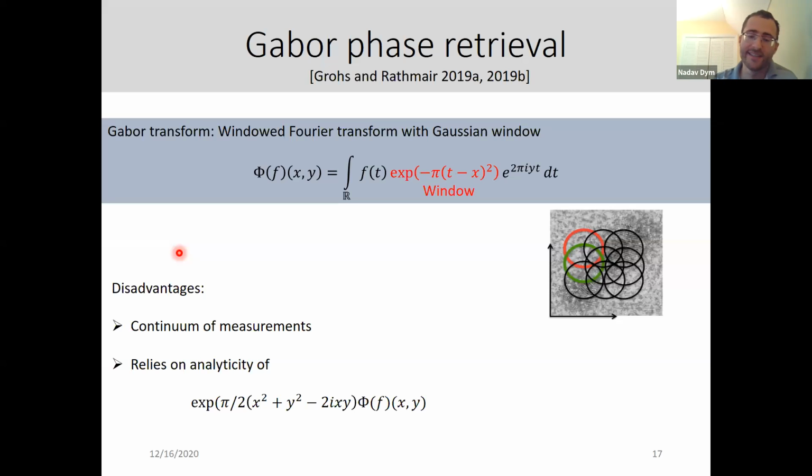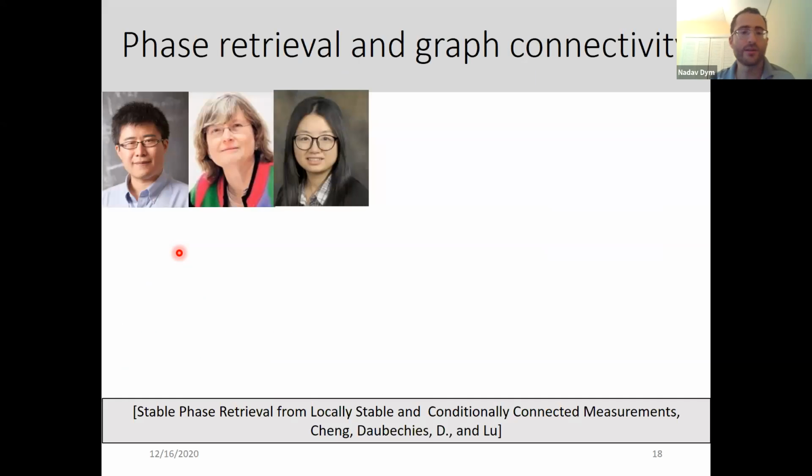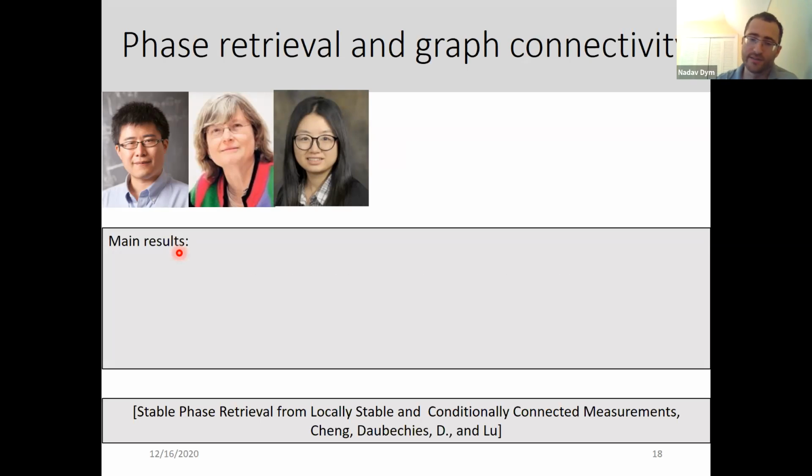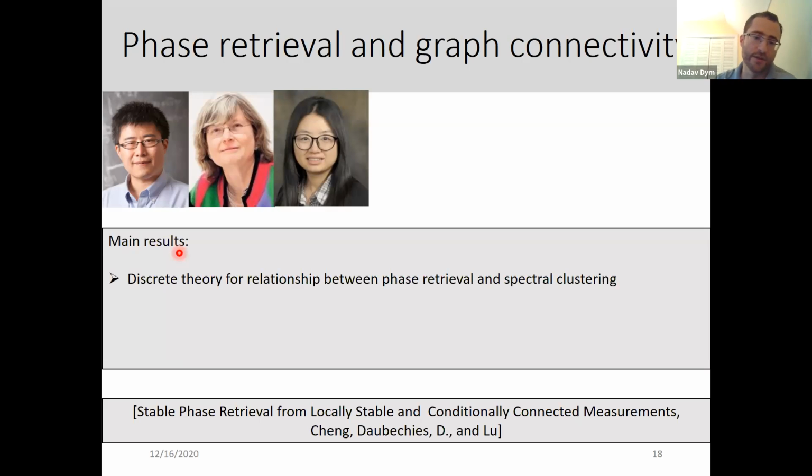So it seems like there's some more things to learn about this. And so, hence, what I want to talk about is this project we have, which we could call phase retrieval and graph connectivity, which is doing the same thing, but in the discrete world. So the same kind of result in the discrete world. The main results here are, first of all, just achieving a discrete theory for this problem.